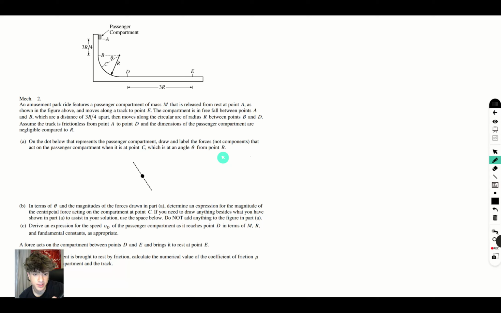On a dot below that represents the passenger compartment, draw and label the forces that act on the passenger compartment when it is at point C, which is at an angle theta from point B. Alright guys, so when we're talking about the forces, we're going to have gravity, which goes straight down, and additionally we're going to have the normal force, which is going to be perpendicular to the plane. And since it's frictionless, these will be the only two forces that act on it.